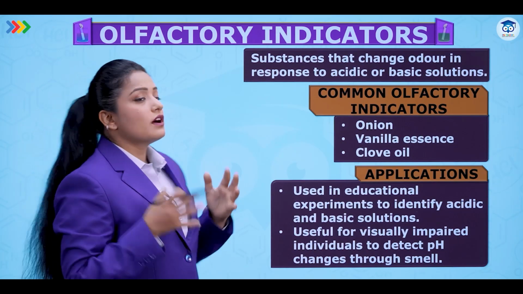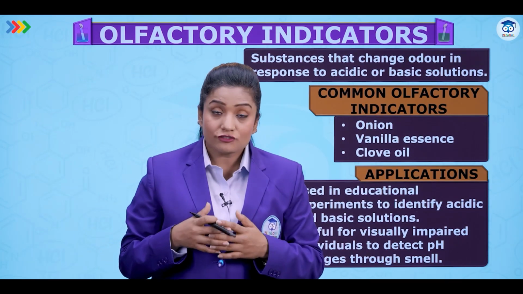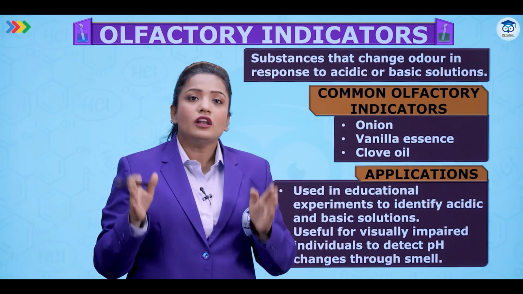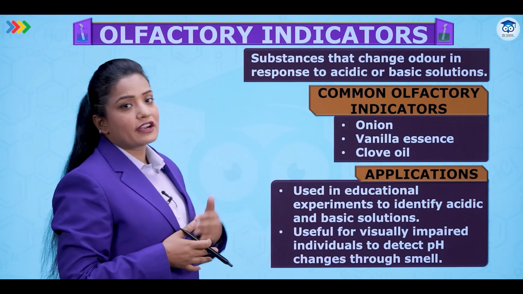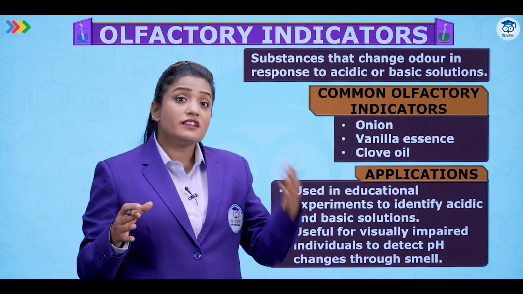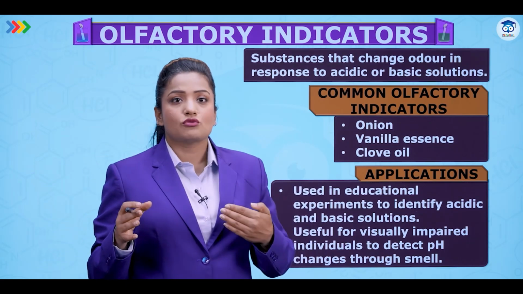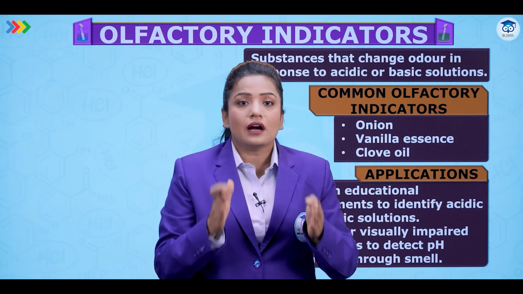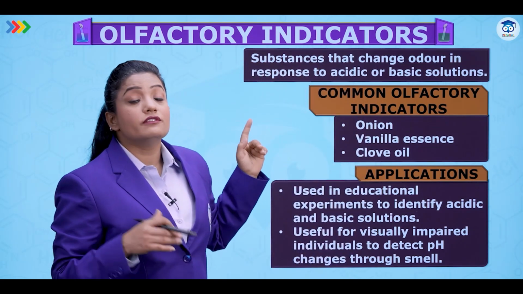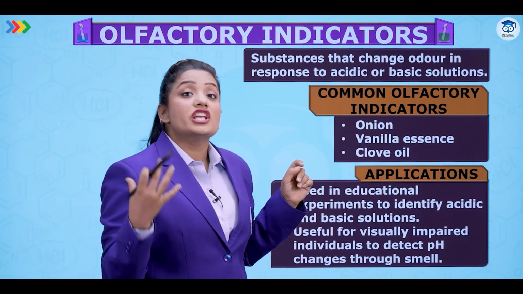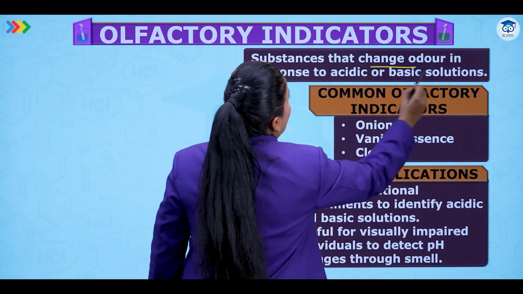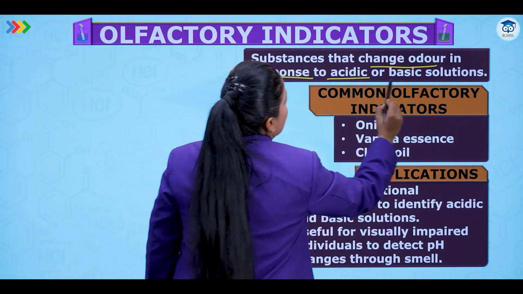Now let's discuss one more category of indicators. We have talked about natural indicators and synthetic indicators. Now we have olfactory indicators. What are olfactory indicators? Well, the previous indicators were helping us to understand acids or bases by the change in color. But this particular indicator will help us by change in smell. These are substances that change odor in response to acidic or basic solution.